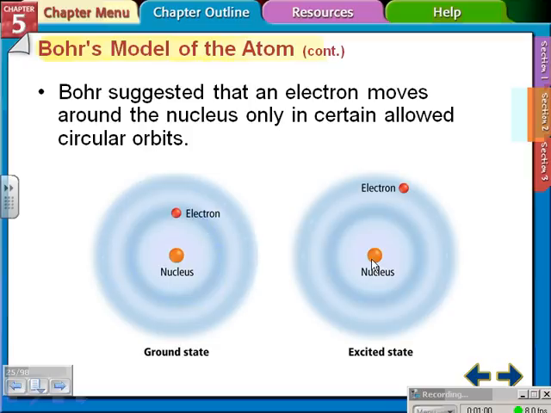This would be the same atom in what's called the excited state. So the electron jumped from right here to out here to a higher energy level.